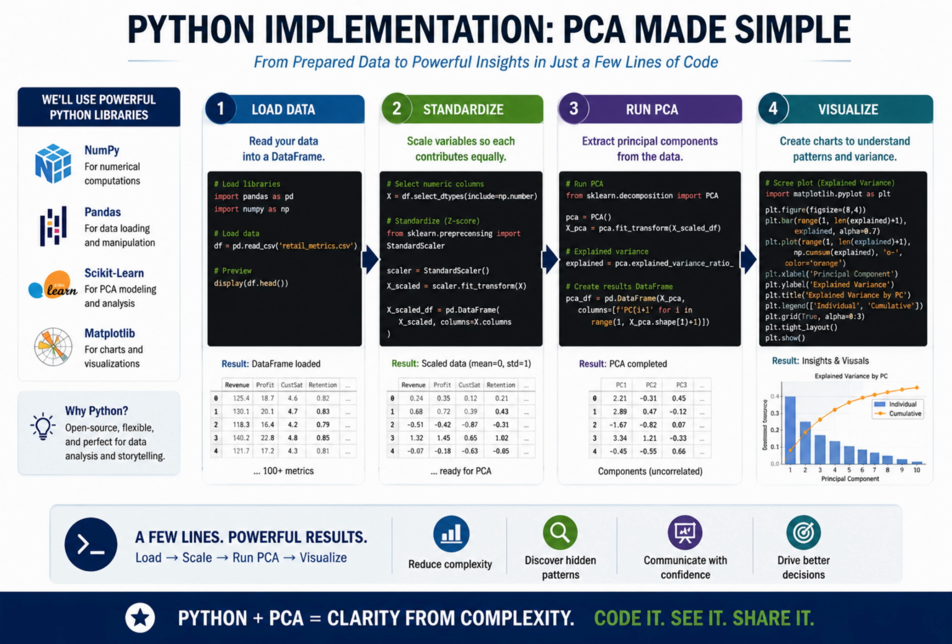In only a few lines of code, we've transformed more than 100 metrics into a small number of meaningful dimensions. The result is less complexity, clearer patterns, and better decision support. Python handles the computation. The analyst focuses on interpretation and business value. But what exactly does PCA produce? Let's examine the outputs that come back from Python and how they help us understand the business.